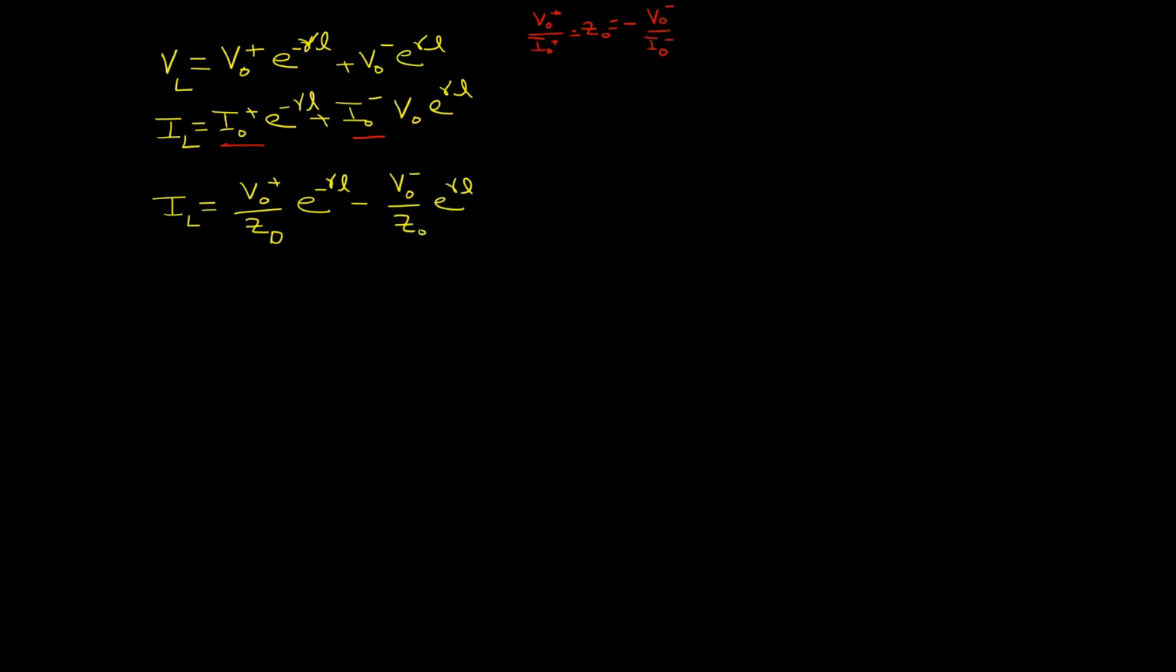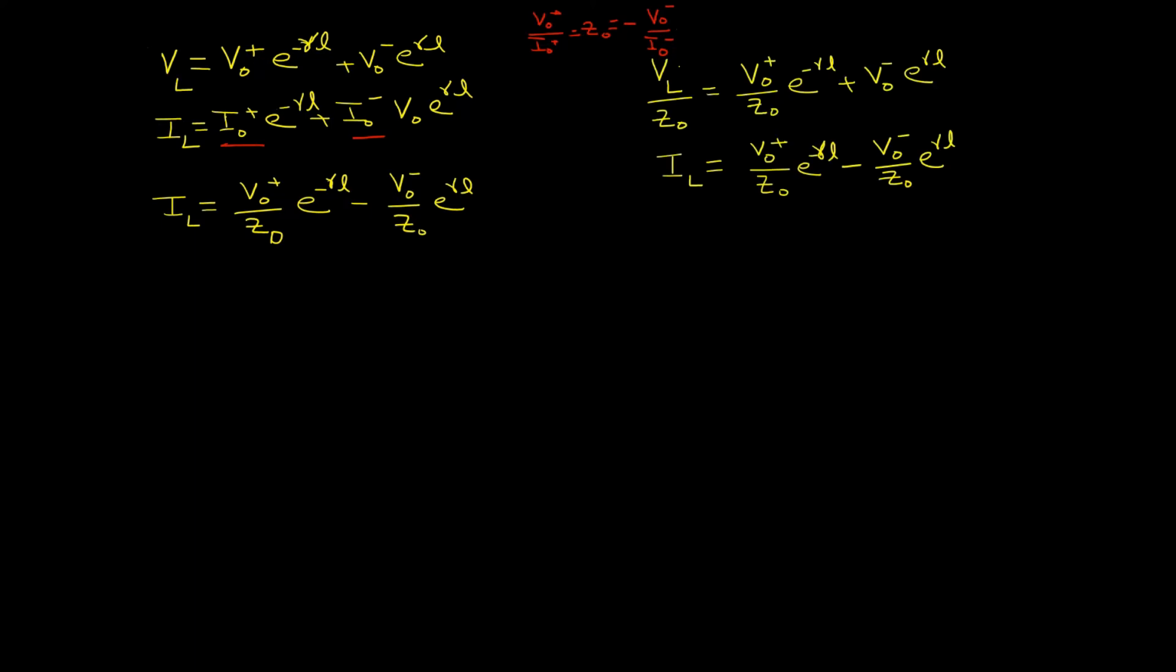Now just divide this equation by Z naught. So VL by Z naught, and the whole term will be divided by Z naught. Here is also Z naught, we have missed it. So here it is also divided by Z naught, and we write this equation as it is here. This equation is as it is.